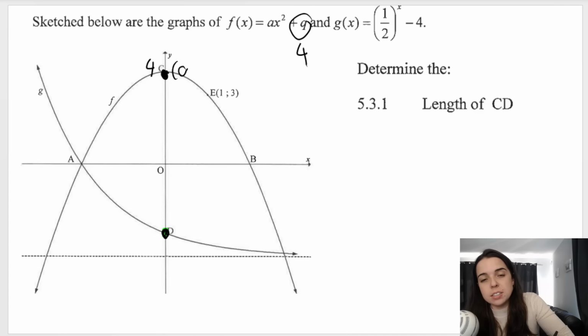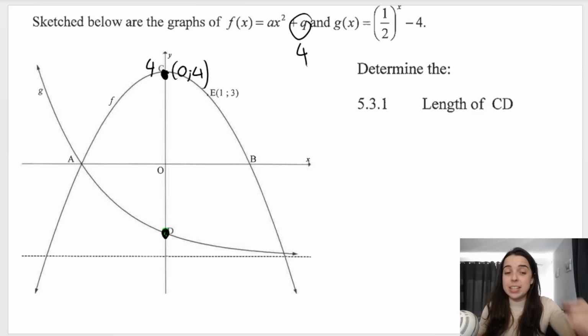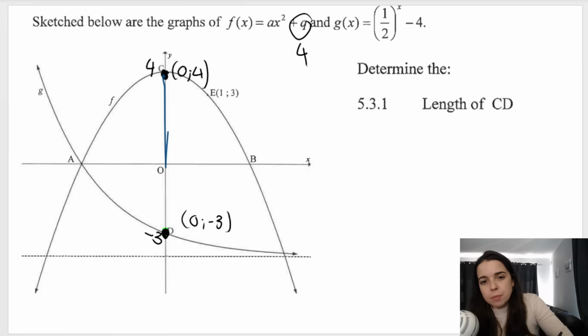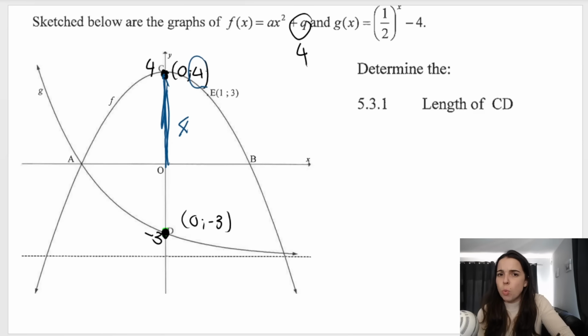That coordinate is (0, 4). C is (0, 4). Earlier on, we found that D was (0, -3). Remember, (0, -3), which means that on the y-axis, this value is -3. What this means is that the units from here to here, that's 4 units. How do you know? Because the y value is 4.